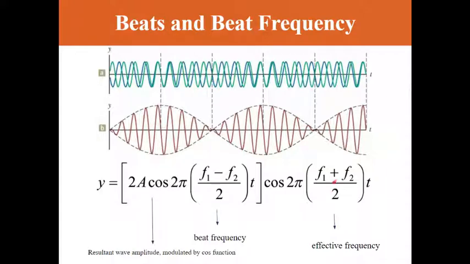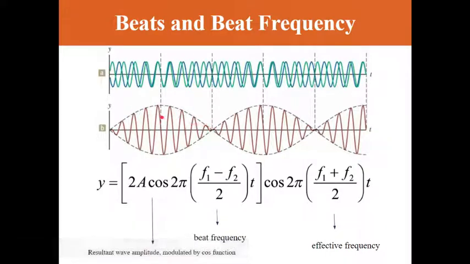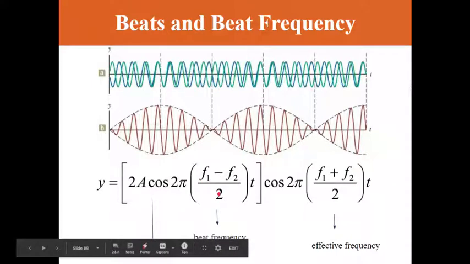We call that the effective frequency of the resultant wave, since that is the frequency that the resultant wave actually has. But this term here, we call the beat frequency because it modulates the amplitude that you get over a single beat. Over a single beat, the amplitude can go from 0 to the maximum 2A and then back to 0. It also determines the rate at which beats occur. So this term here, f1 minus f2 divided by 2, is the beat frequency.